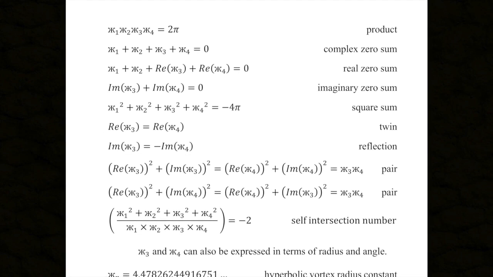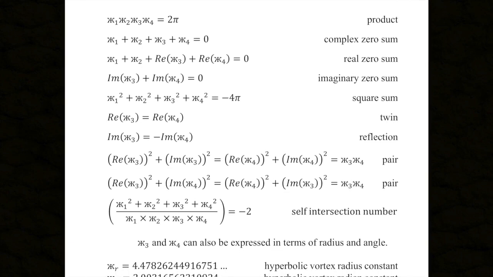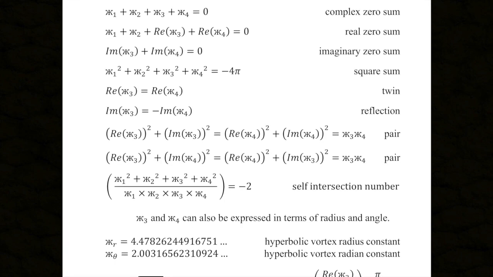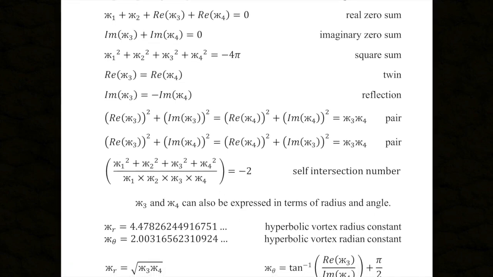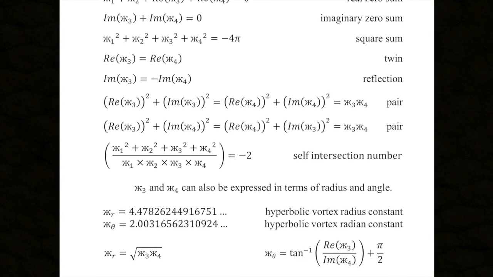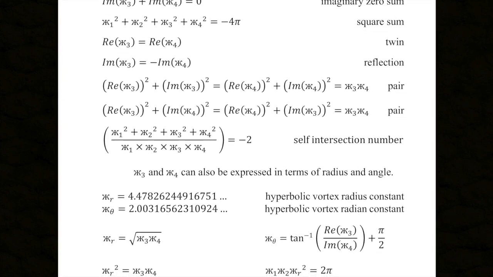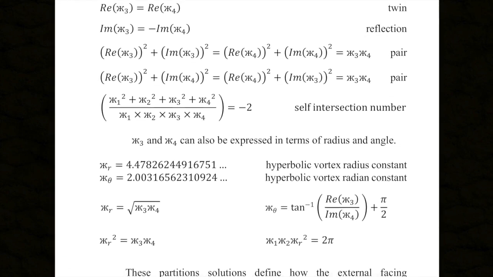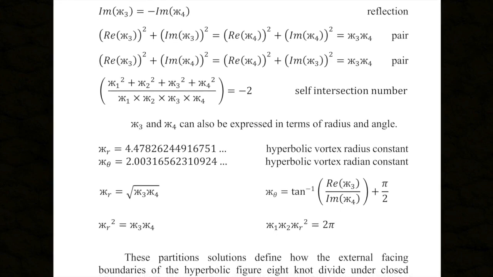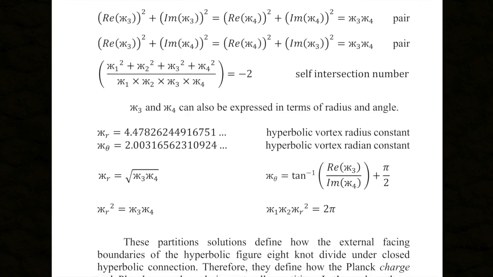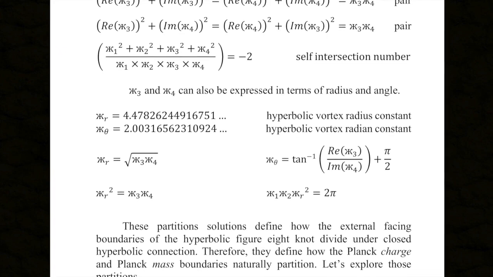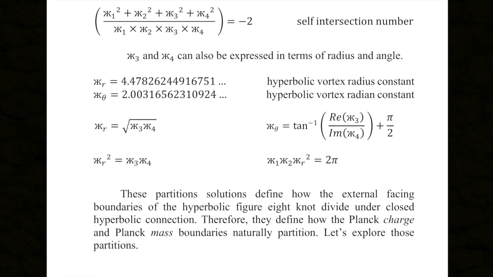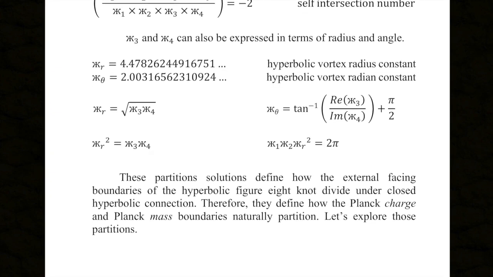In fact, je3 and je4 don't have to be represented in the xy coordinate plane. They can also be expressed in terms of radius and angle. So je_r and je_theta have very specific values too. These are geometric parameters, the hyperbolic vortex radius constant and the hyperbolic vortex radian constant. je_r squared is equal to je3 times je4, and je1 times je2 times je_r squared is equal to 2 pi.